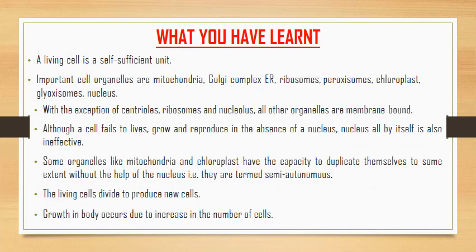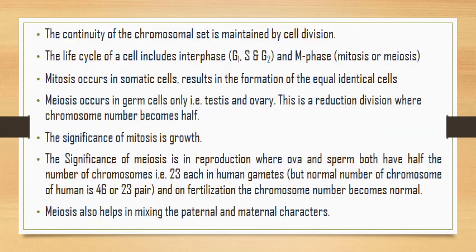The living cell divides to produce new cells. Growth in the body occurs due to increase in the number of cells. The continuity of the chromosomal set is maintained by cell division. The life cycle of a cell includes interphase and M phase. In interphase, G1 phase, S and G2 phase. M phase means mitosis and meiosis. Mitosis occurs in somatic cells, results in the formation of equal identical cells. Meiosis occurs in germ cells, only testis and ovary. This is a reduction division where chromosome number becomes half.